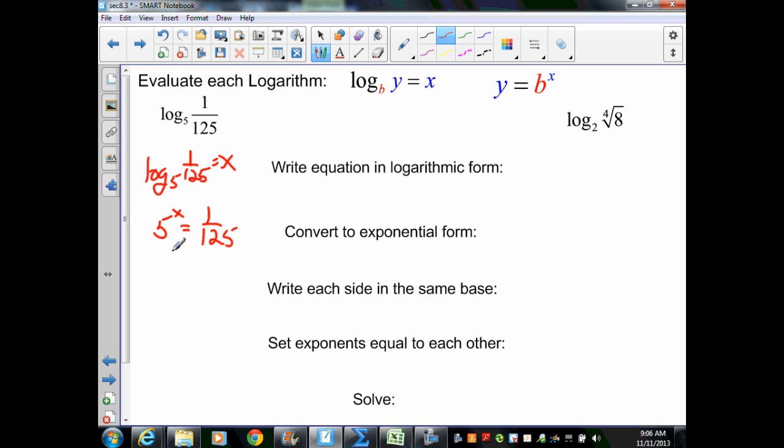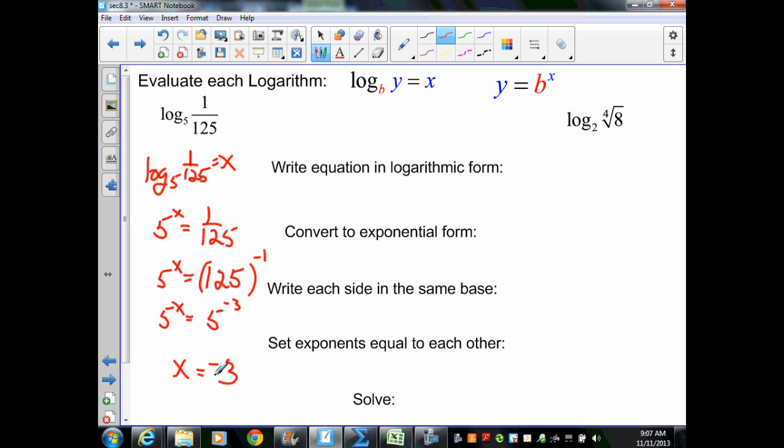Now I want to get common bases. I'm going to try to get 1 over 125 to have a common base of 5. So I'm going to have 5 to the x equals, I can bring 125 up, and that would be to the -1 power. Then I could get a common base of 5 with 5 to the x equals 5, and 5 cubed is 125, but that would be a -3. Now, since I have common bases, I just set their exponents equal.